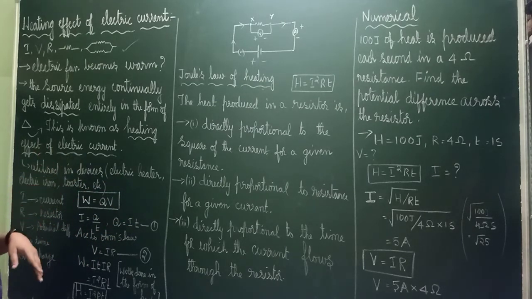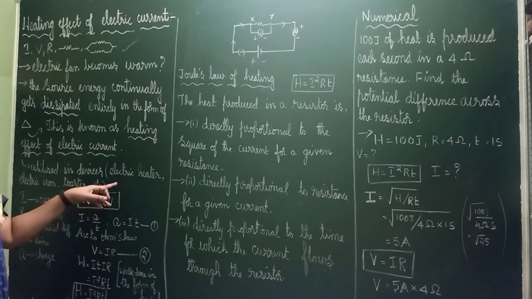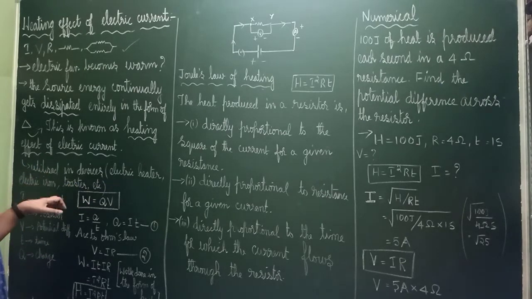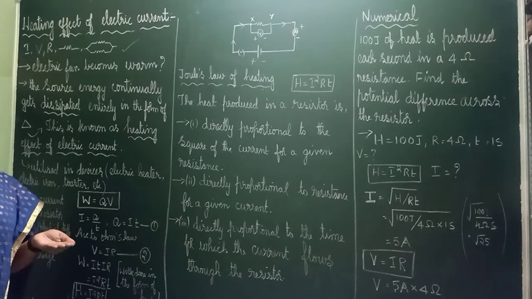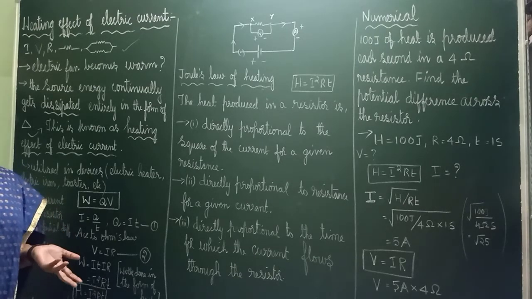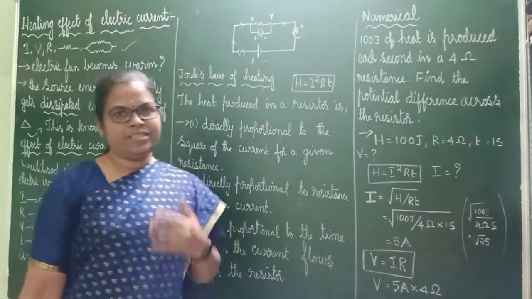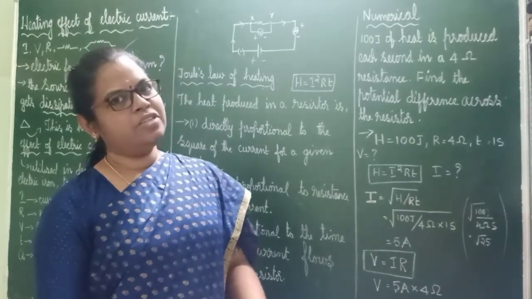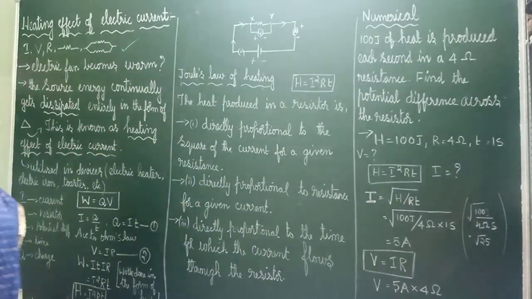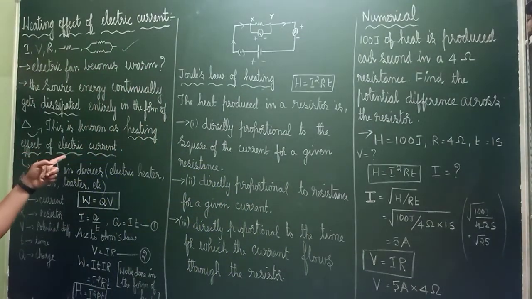But this current, when it is used, the heat which is coming out can be utilized in devices. For example, electric heater, electric iron, toaster, to heat things we are using. Otherwise, electricity we are using only to light. So for heating also we are using gadgets where the heating effect of electric current is used.